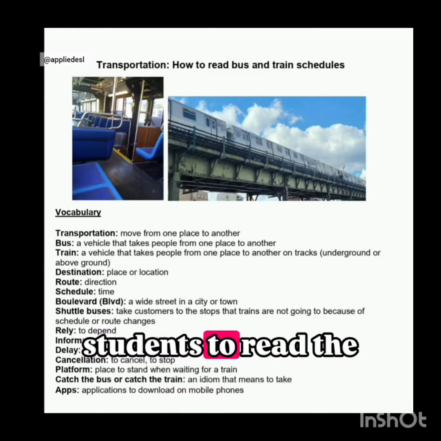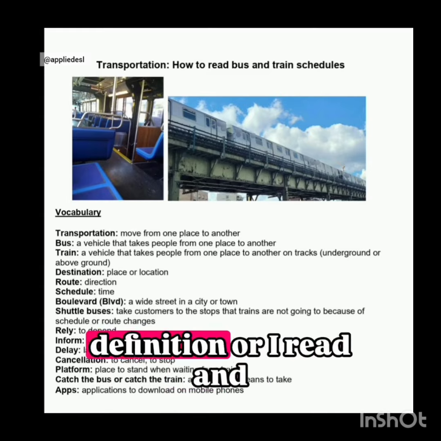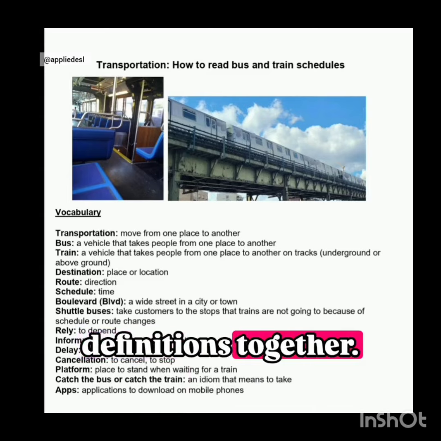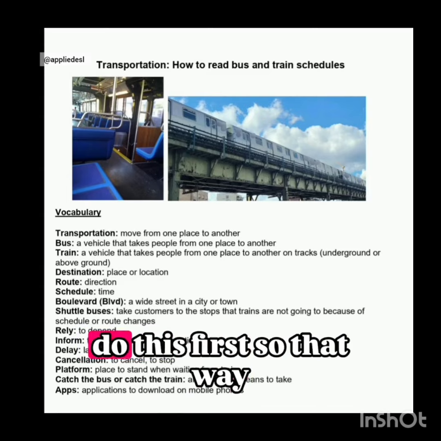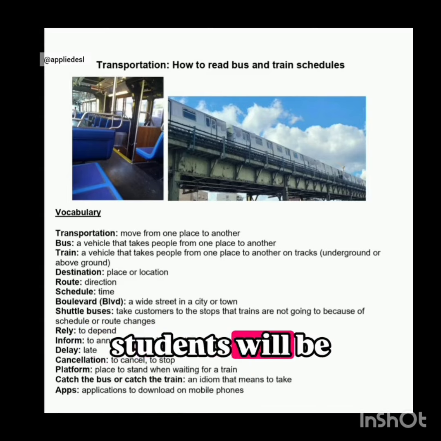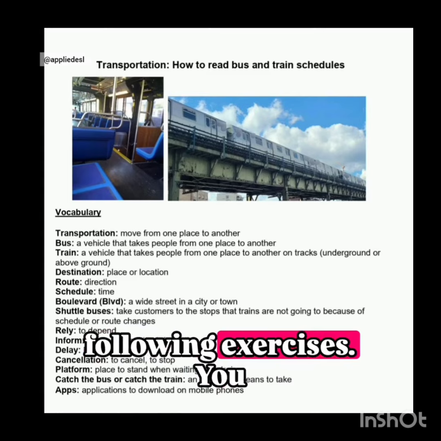I may ask my students to read the word and I read the definition, or I read the word and then we go over the definitions together. Either way, you want to do this first, so that way students will be prepared for the following exercises.